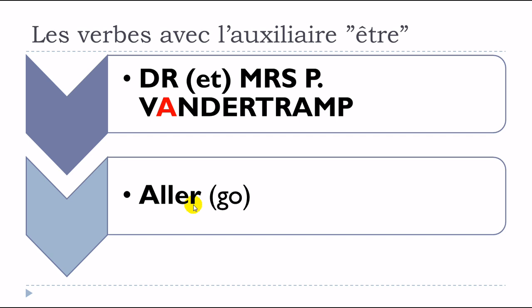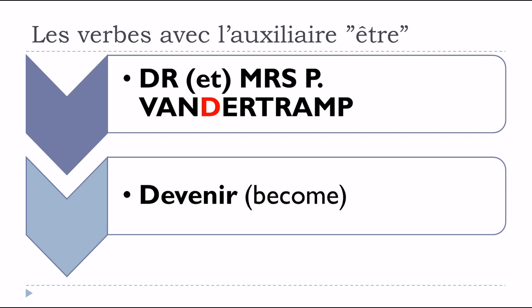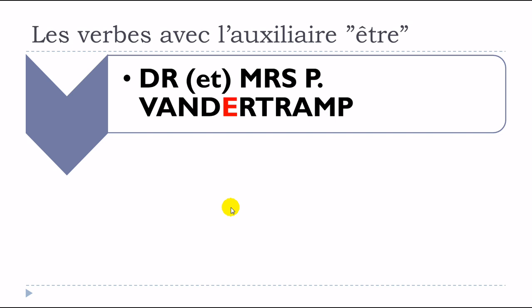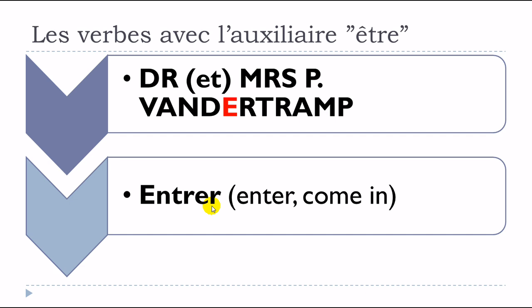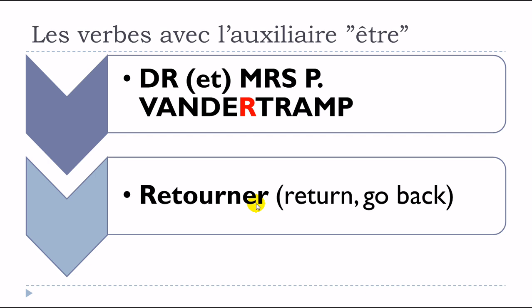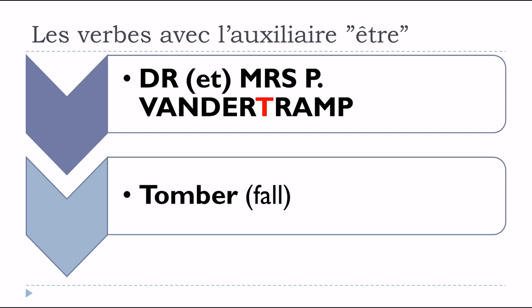N, naître. Then you will have D, and D will be for devenir. E, entrer. Then R for retourner. T for tomber.